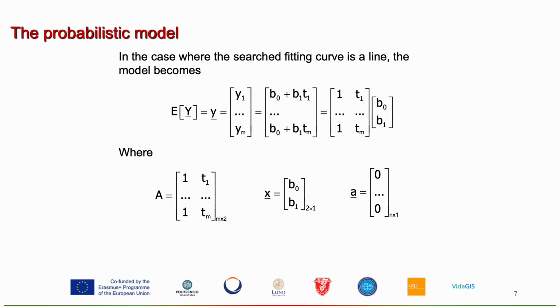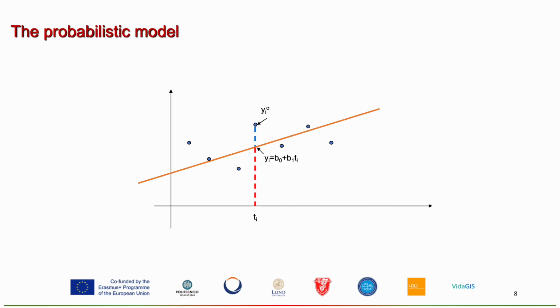In this specific case, the vector A that contains the known terms is simply filled by zeros, as you see in the last equation of this slide. The pictorial representation is given in this slide. You have a Cartesian system. The abscissa axis contains t, the ordinate axis contains y. You have couples of observed values that are depicted as blue dots in this graph.